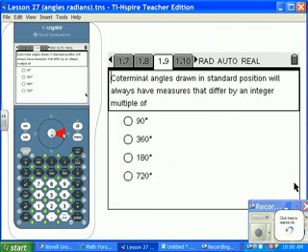All right, so coterminal angles are drawn in standard position. They'll always have a measure that differs by an integer multiple of, what do you think?